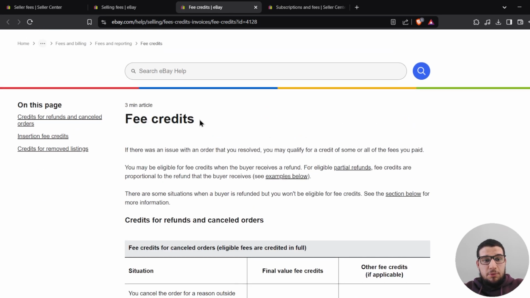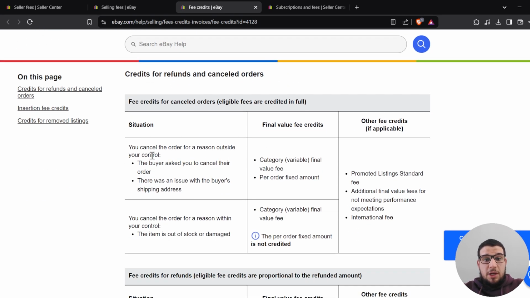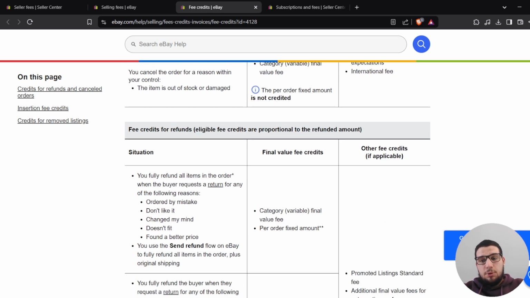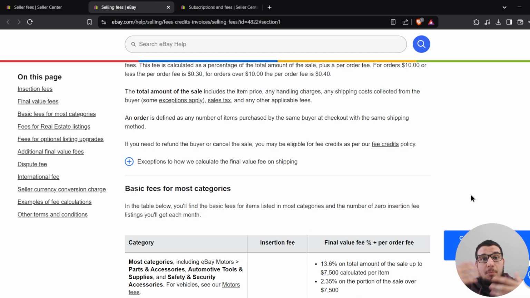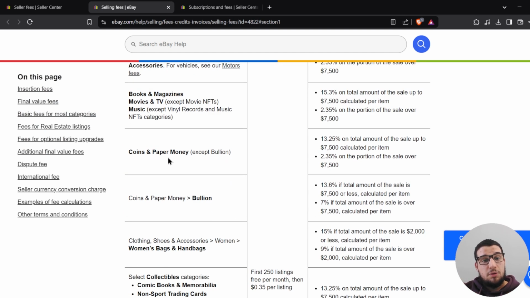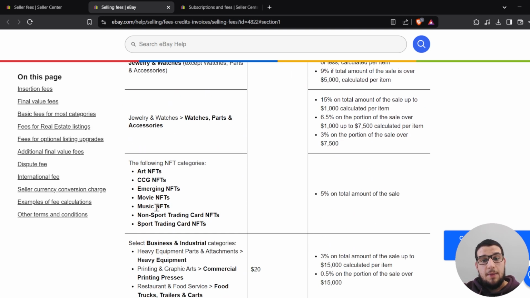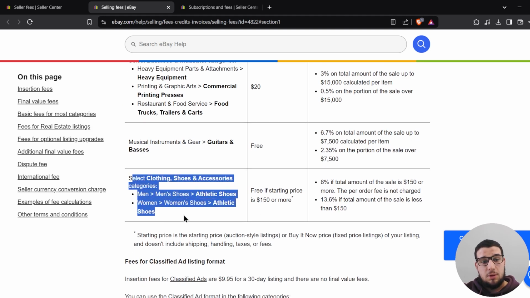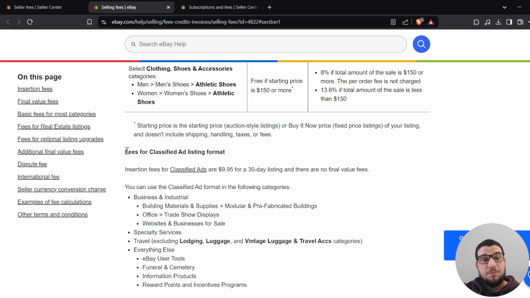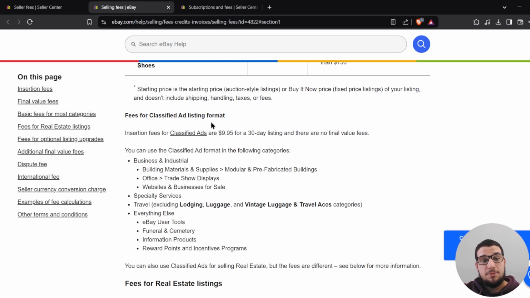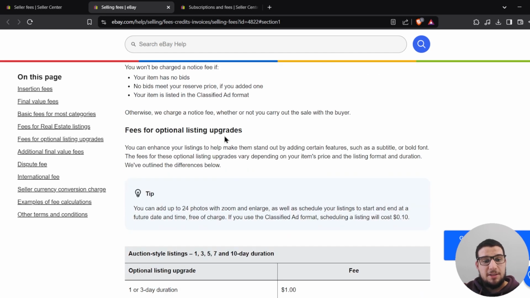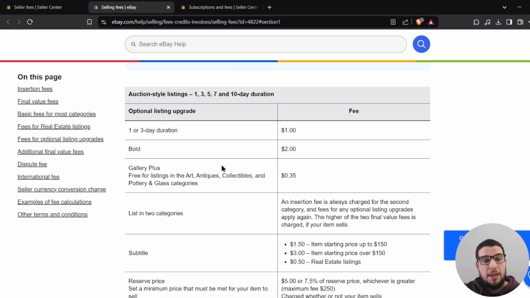So this is the fee credits, and you can find situations where things happen. And yeah, generally you have to try to avoid situations like this, which we'll be talking more about in depth in the customer support section. And so you can see your category, as I said again, and search for the exact category that you have, and you will find everything accordingly right here. So yeah, fees for classified ad listing formats, you can find them right here if you're doing that. Real estate listings and optional listing upgrades.